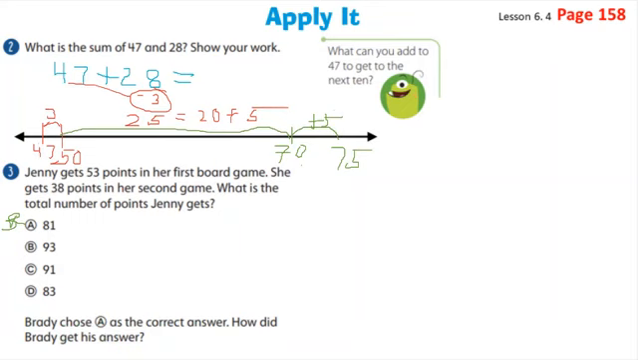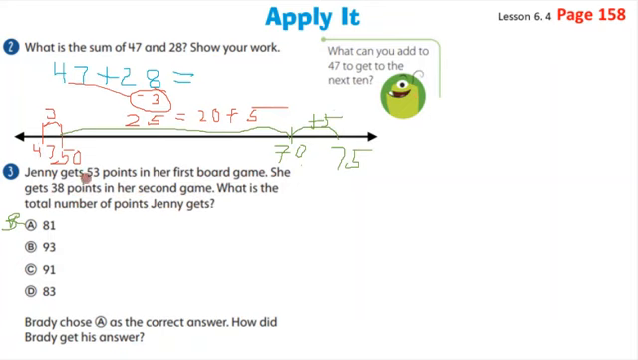Okay, so with this problem, what I want to do is circle and underline important information within this word problem. So I'm going to read through it once, and then we're going to go back through it. Jenny gets 53 points in her first board game. She gets 38 points in her second game. What is the total number of points Jenny gets?